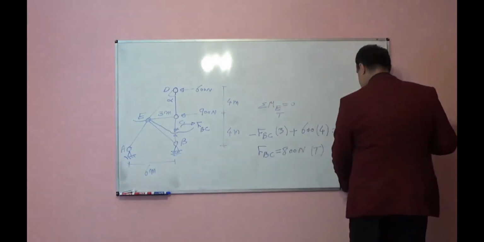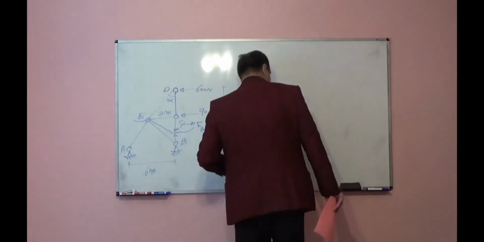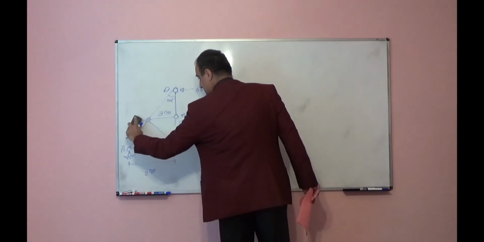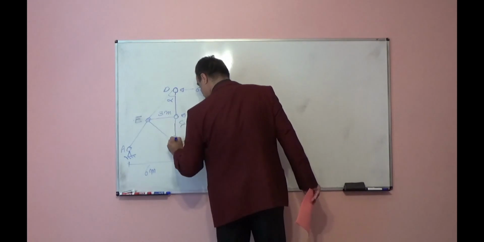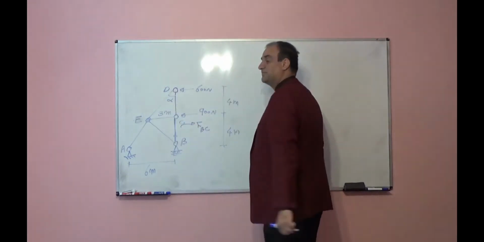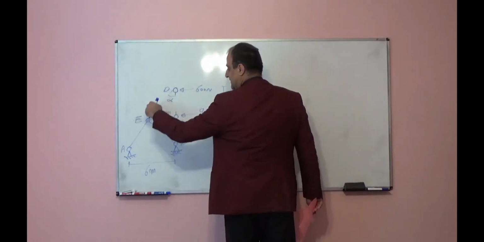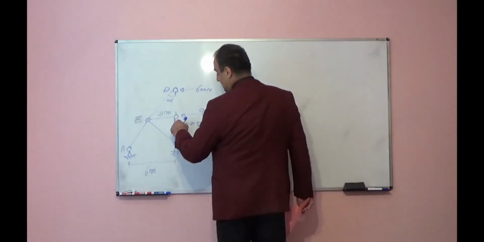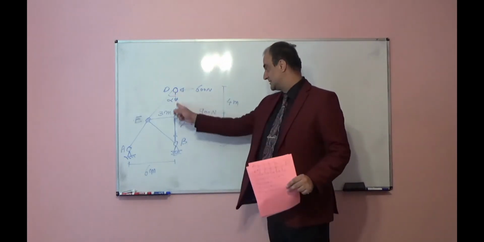In section method, for example, this time I want to find member DC internal force. Again, remove this member, see what's happening. This rod, this DE, will rotate respect to E. That tells us the distance between C and D will increase. So this is subjected to tension. It is tensile force inside of this member.